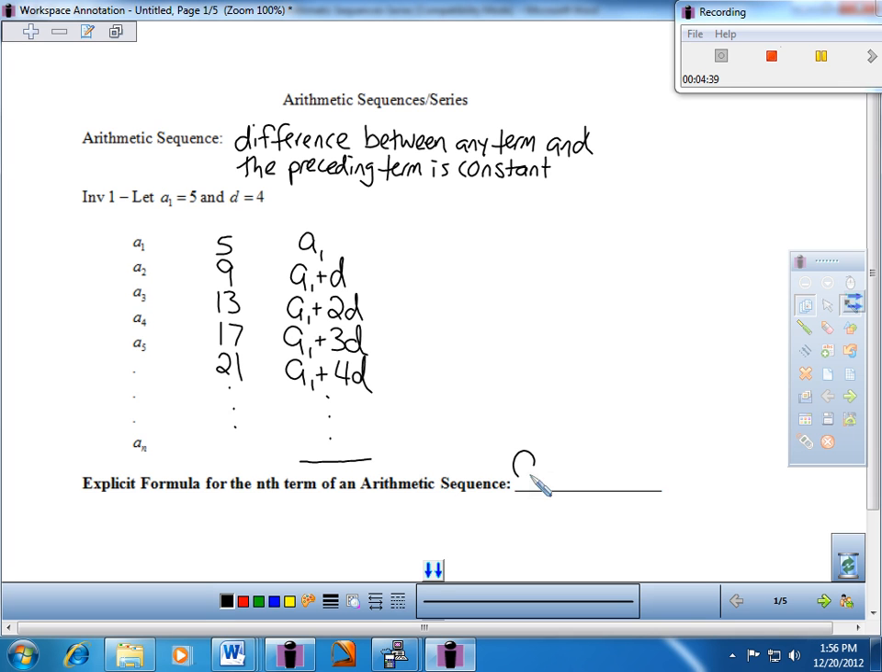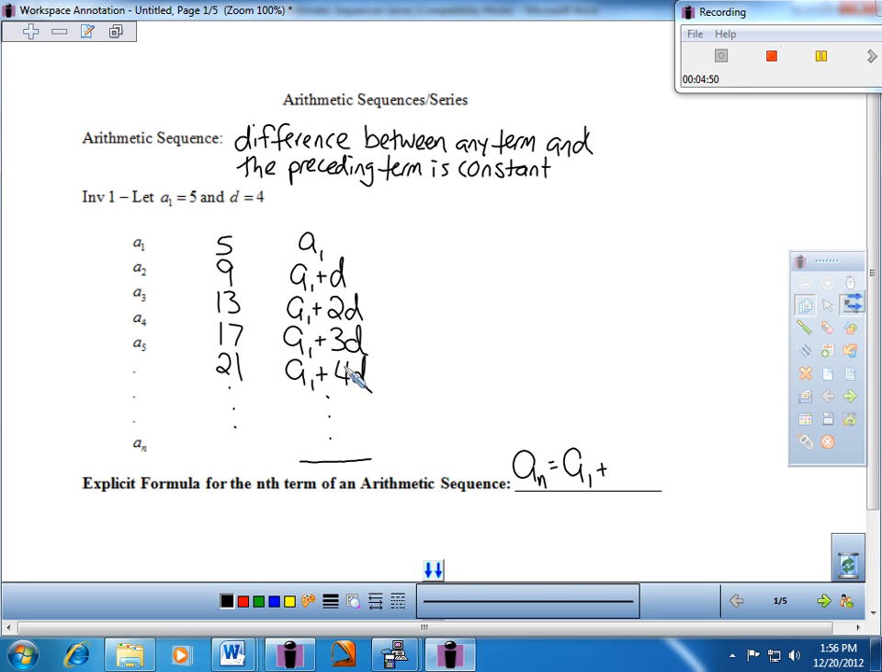And so we've now had a little experience writing equations for the value of the nth term. So this would be a sub n equals, and here's what it looks like to me. We started with the value of our first term, a sub 1, and I kept adding d, and it looks like I'm 1 behind n.